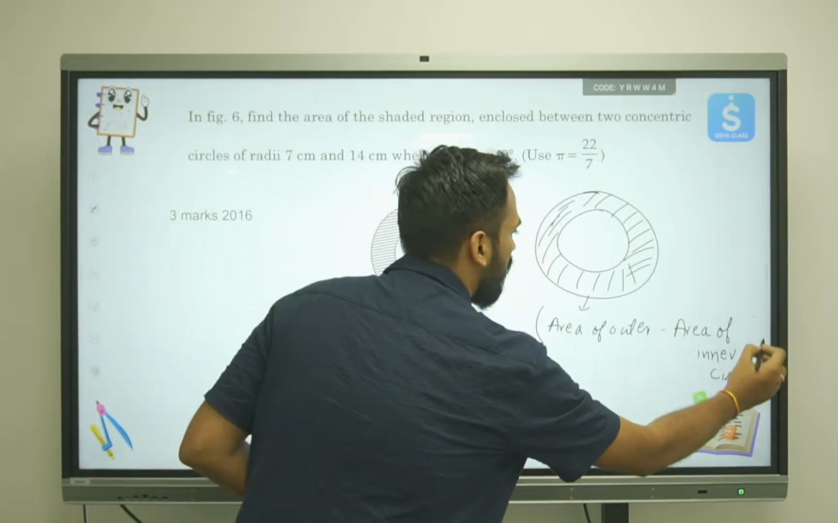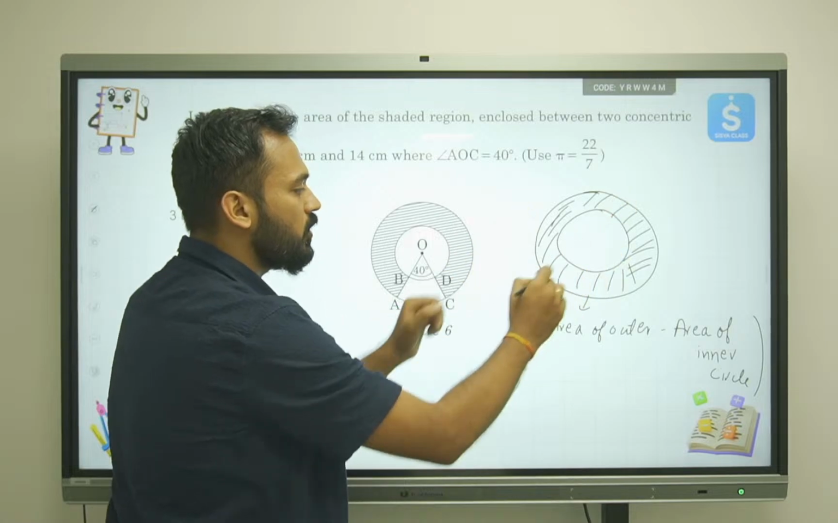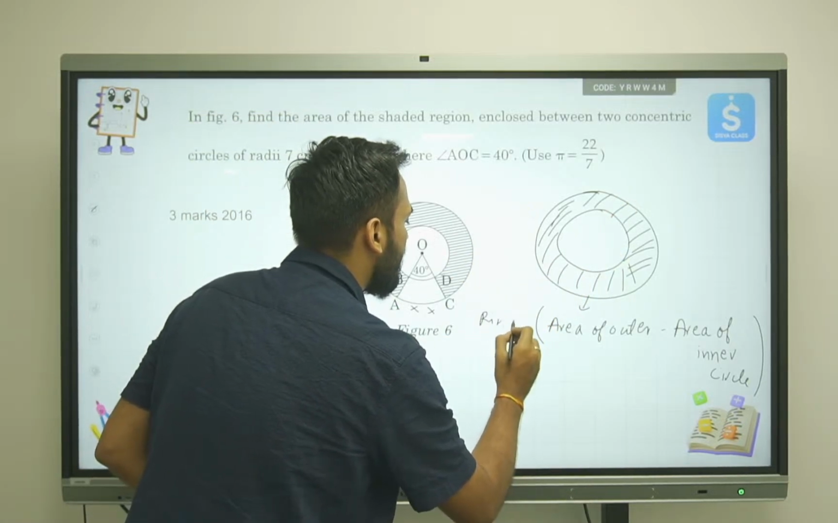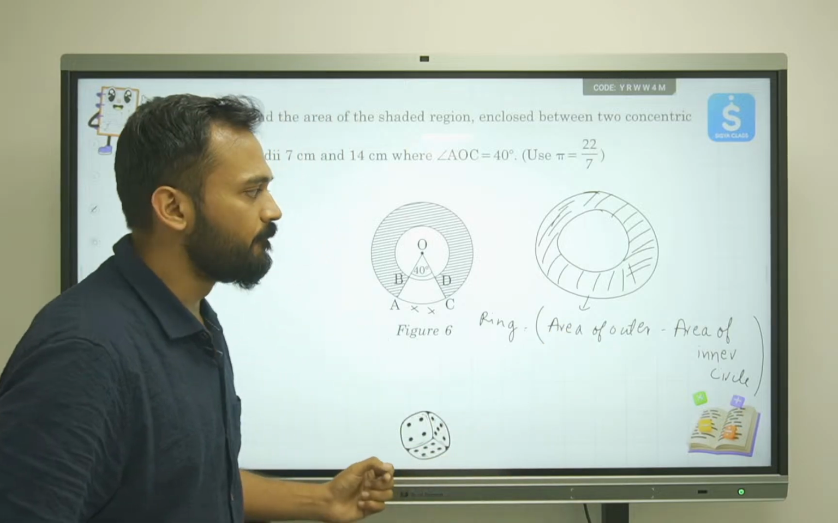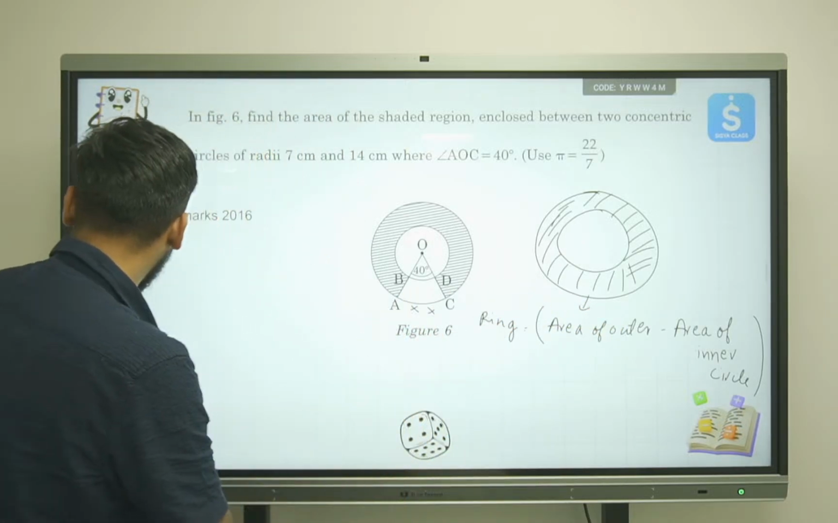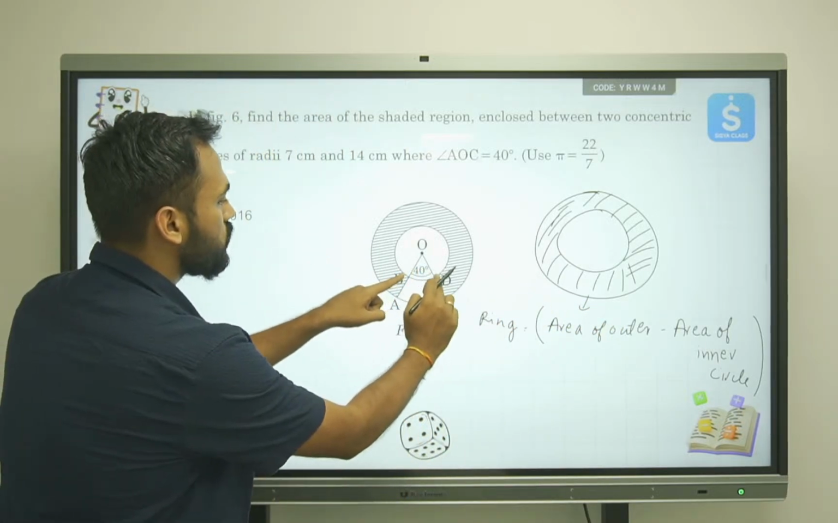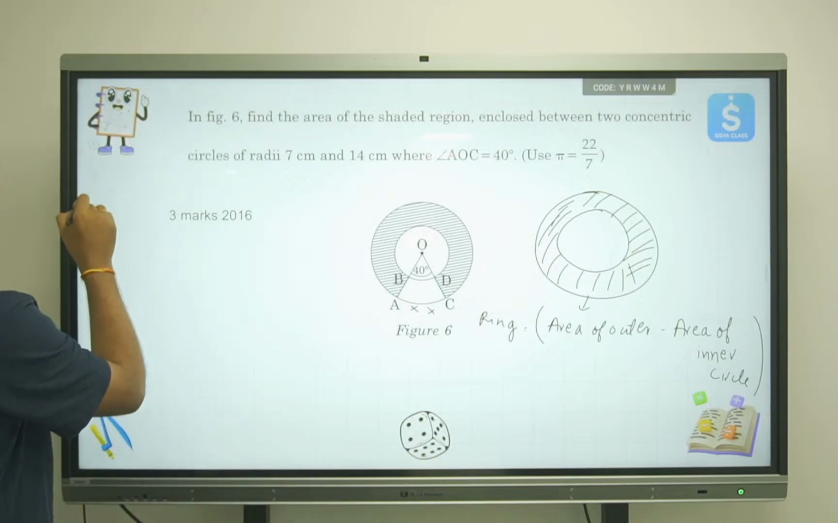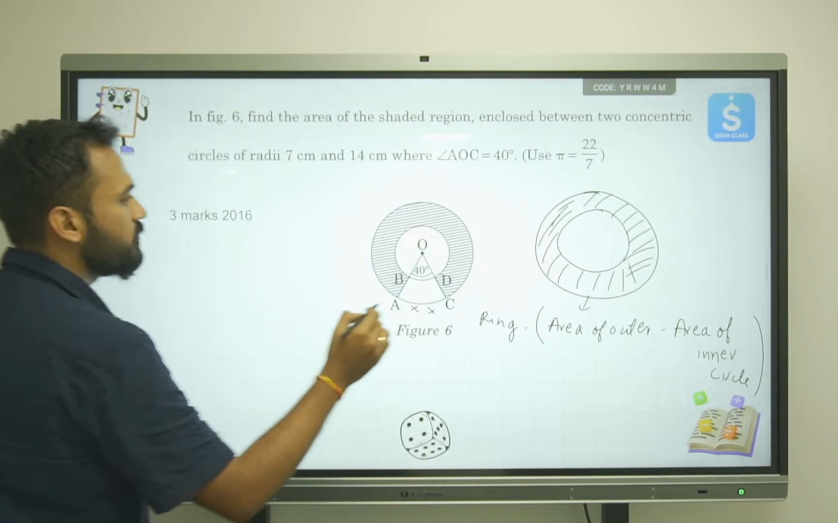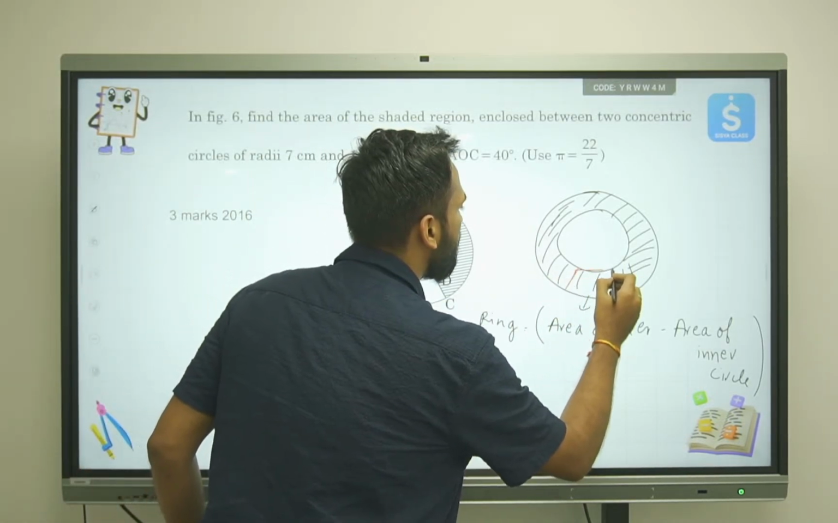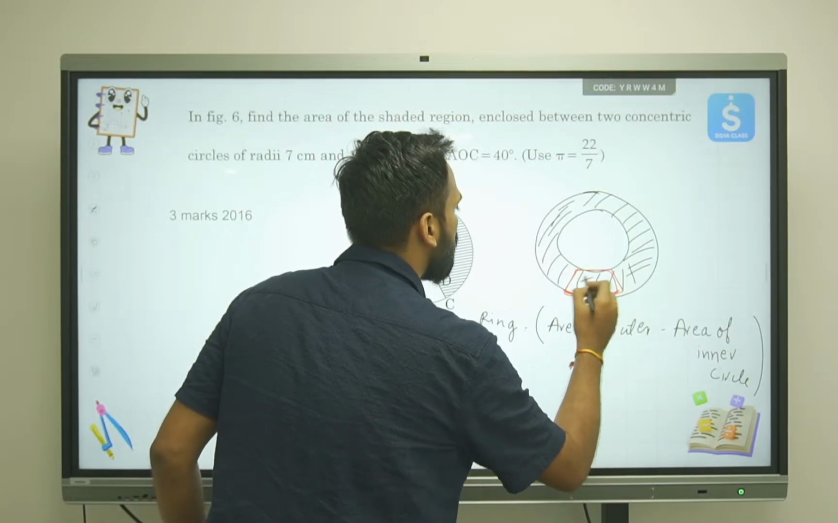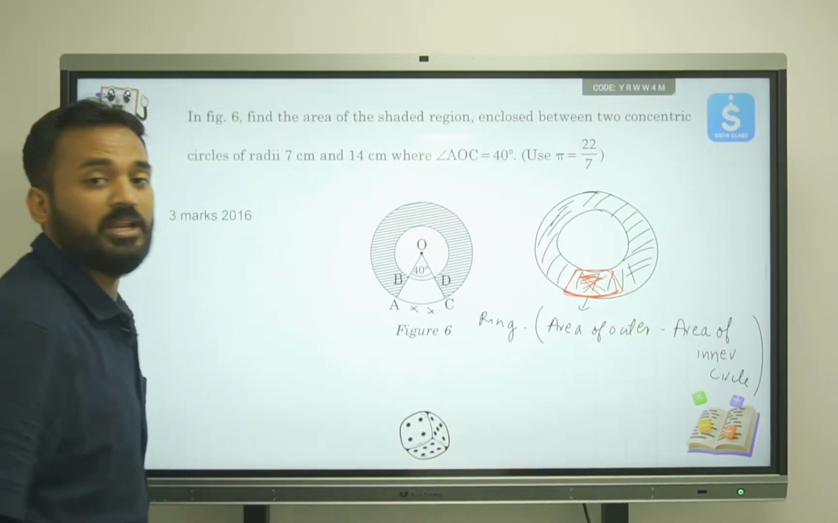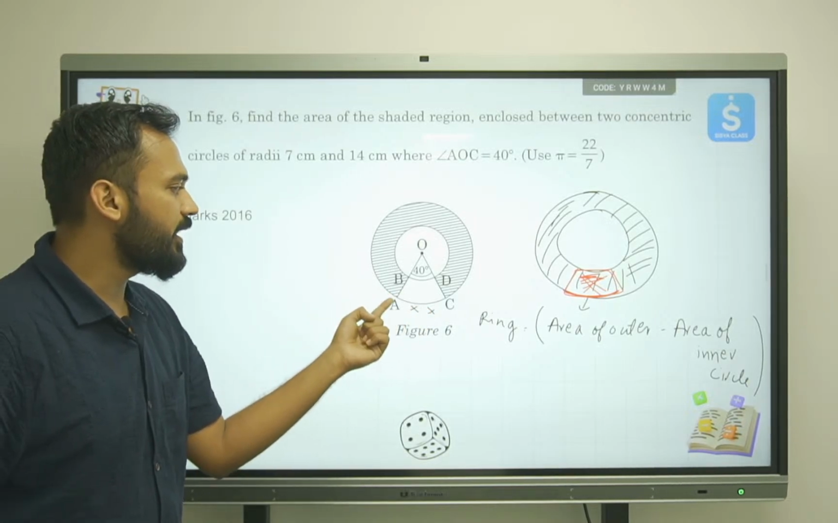This area is of the ring which is formed from the concentric circles, right? This ring area is equal to area of outer circle minus area of inner circle. From this, I don't want this much ABCD. I'll draw it over here itself and I'll show it to you. I don't want this area. Cut it. Remove it. So how to find out this much area ABDC?